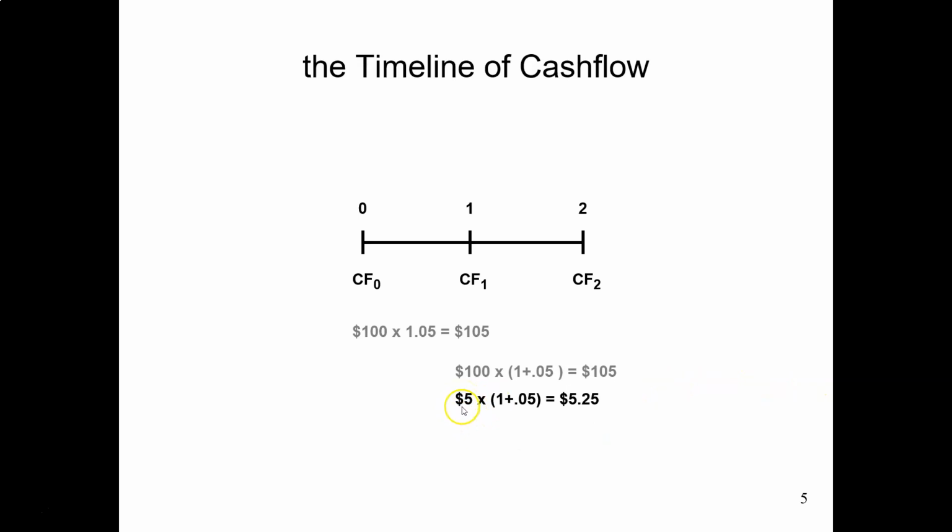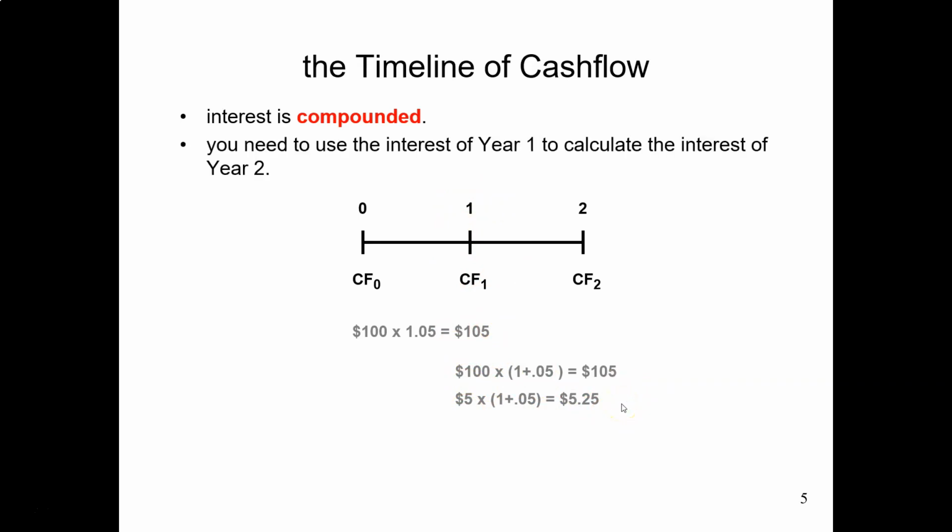However, we have the additional $5 as interest earned on year 1. So this $5 of interest will grow to be 5 multiplied by 1.05, that is $5.25 2 years ahead. So here, you need to notice the interest is compounded. Your interest in year 1 will grow the new interest in year 2. So if we want to know the future value of investment $100 today, 2 years after, we need to use the interest rate of year 1 to calculate the total interest of year 2.